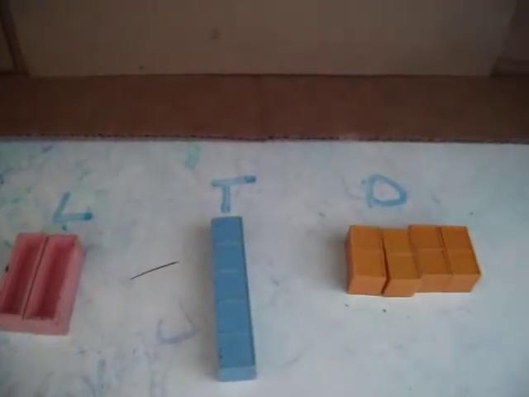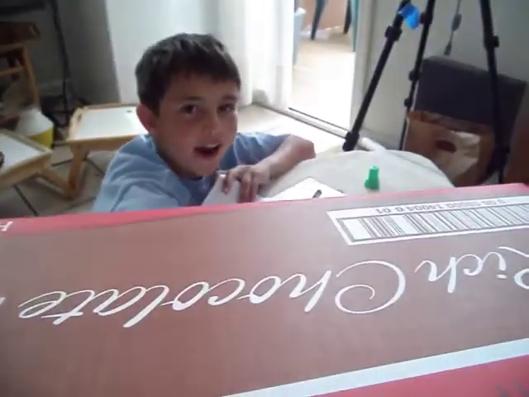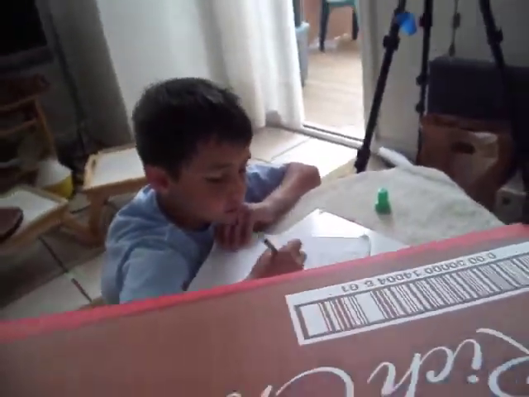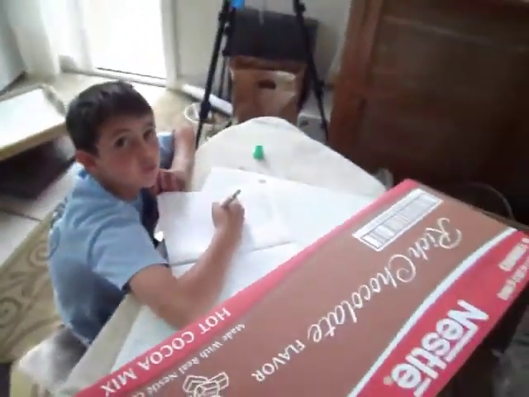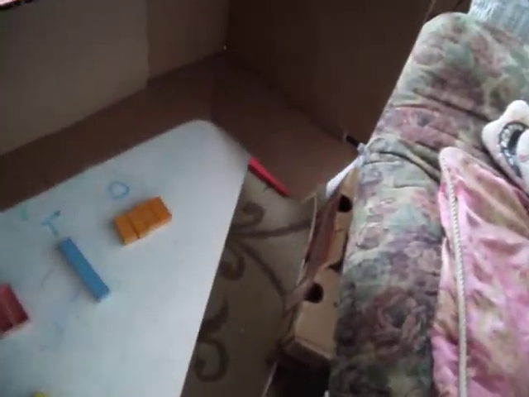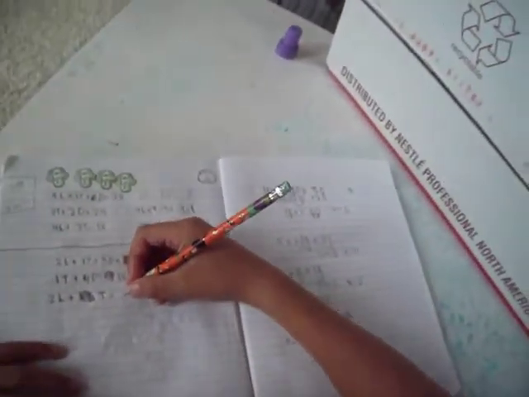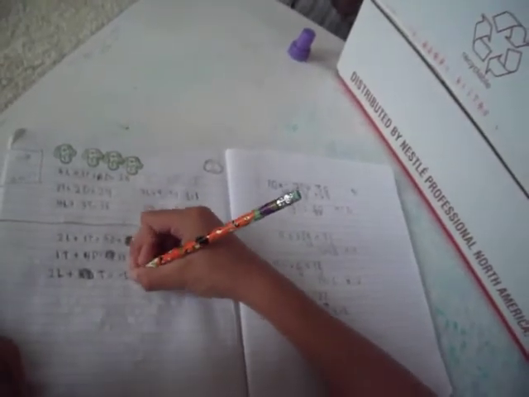Please tell me what L, T, and D is. Wait, he's going for the candy. Wait, 2L is plus what? 2L plus a T is the same thing as -1. Very important to get all the things. Let's see if we got it right here. Equals what? -1. There you go.